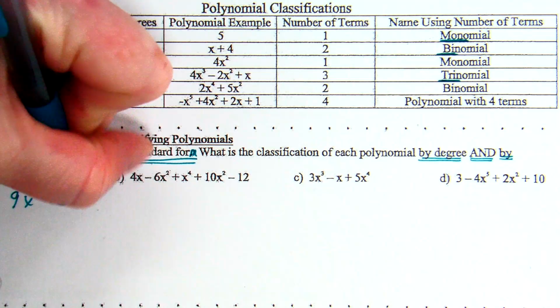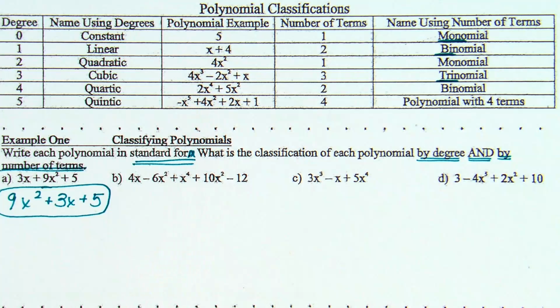Notice I didn't order the 9, 3, 5. They're just along for the ride. They go along with the terms. Are we okay with standard form there? Highest power to lowest power: x squared, x to the first, and no x.